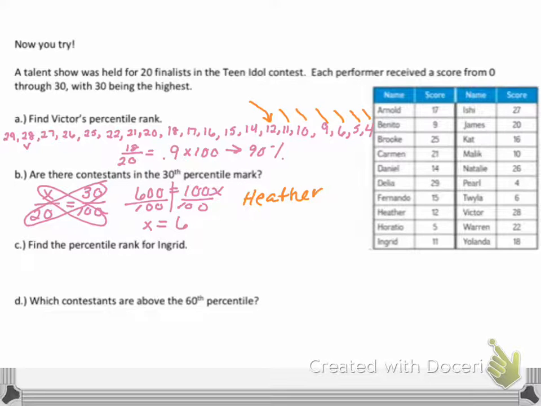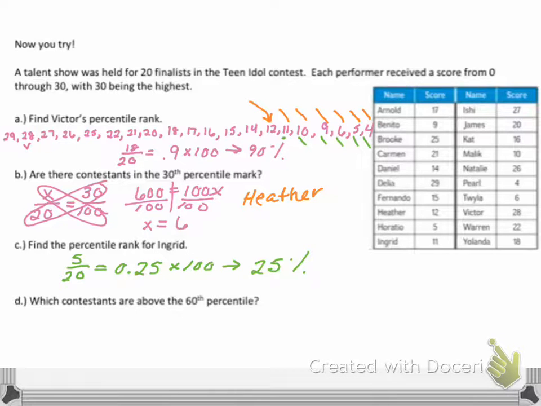And then for C, it says find the percentile rank for Ingrid. Let's see, Ingrid scored an 11. So I'm going to change my color again. Let's do, I haven't done green. And Ingrid is at 11, so she's right here. And she scored better than 1, 2, 3, 4, 5. So that's 5 out of 20. So when I divide 5 by 20, that's going to give me the decimal 0.25. And then I'll multiply that by 100. That puts her at the 25th percentile mark.